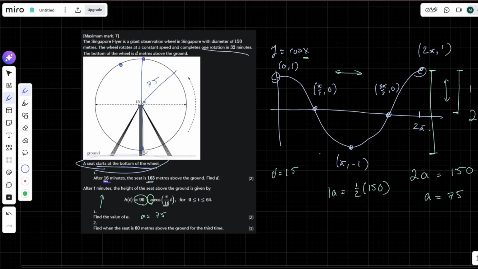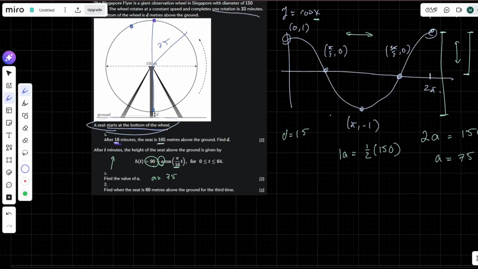Find when the seat is 60 meters above the ground for a third time. Okay, so let's break apart this problem. We're basically being given a y value, 60 meters, or an h value, I suppose. I mean y in the sense of the subject of the function. So probably the simplest starting point is just to ask what that looks like.